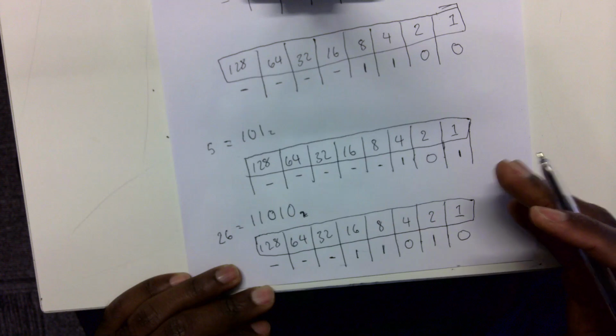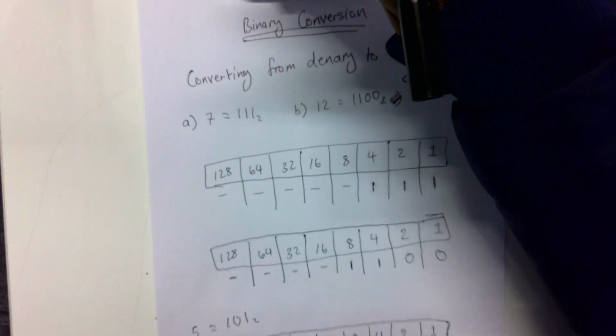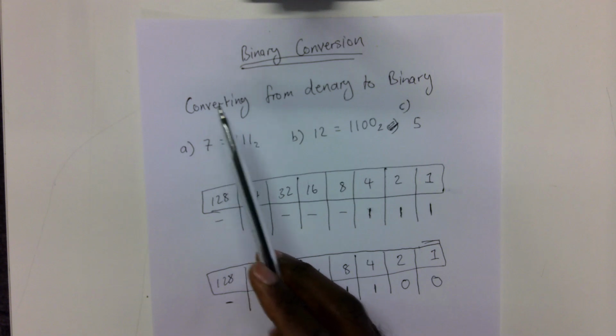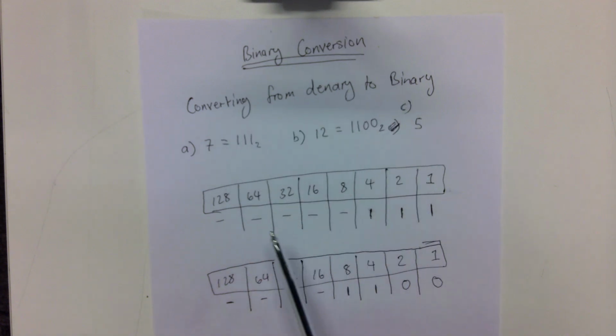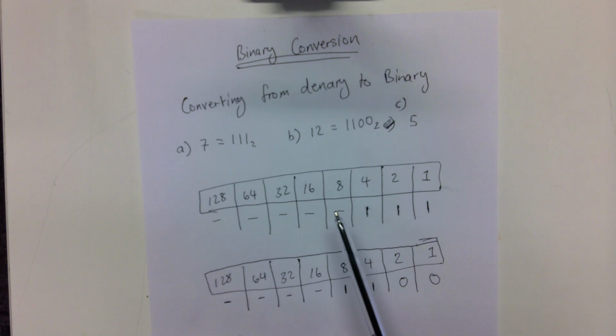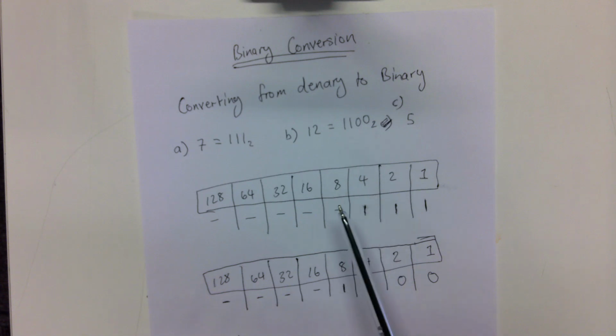And that's it. That is how you convert from denary to binary. Always remember to use your table, right? Since 7 is less than 8, we don't need these numbers here. We always start with the numbers below 8 because 8 is greater than 7. Alright, and basically that's how we do it.